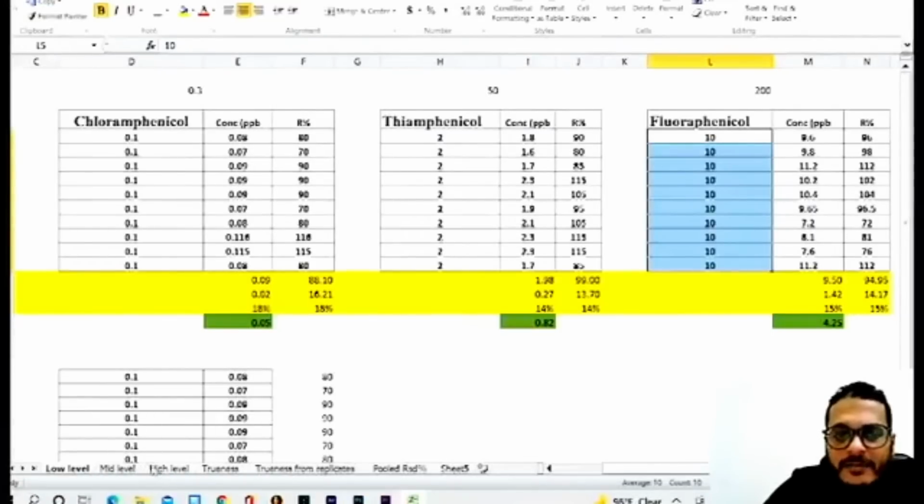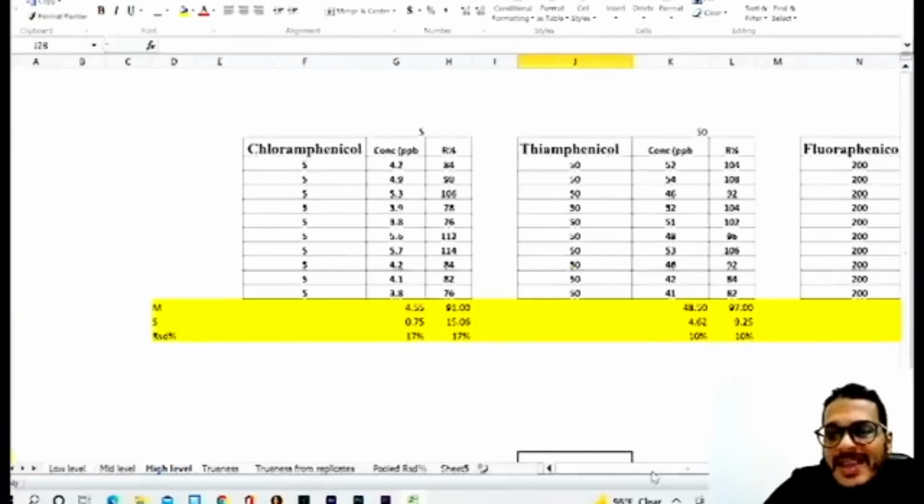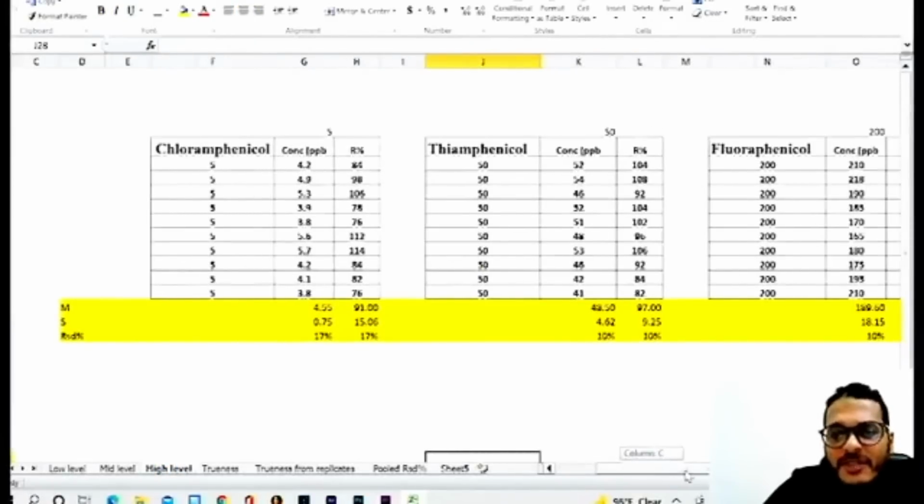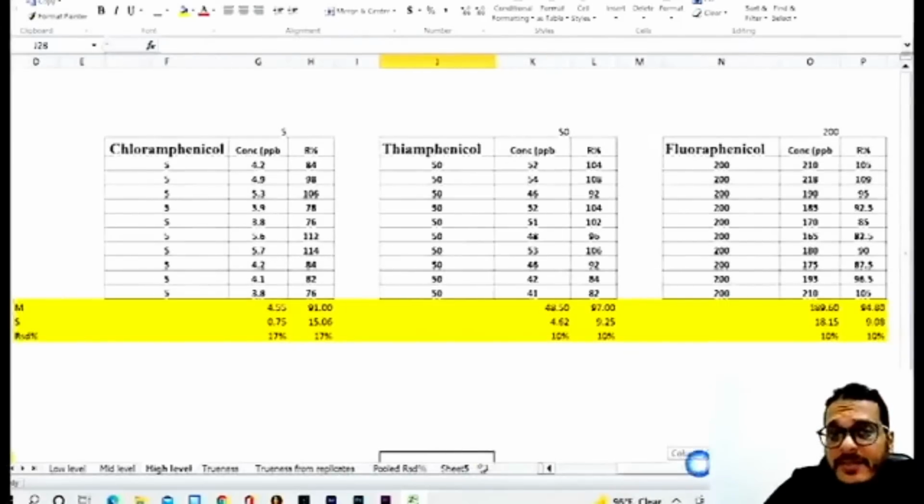For the high level, you will do the same thing. You will calculate the average, the standard deviation, and the relative standard deviation between all of these levels for all compounds. For the high level, I selected 5 ppb for chloramphenicol, which is higher than the minimum required performance limit. Thiamphenicol 50 ppb, the same as the maximum residual limit. For florfenicol, I selected 200 ppb, which is also the same as the maximum residual limit.